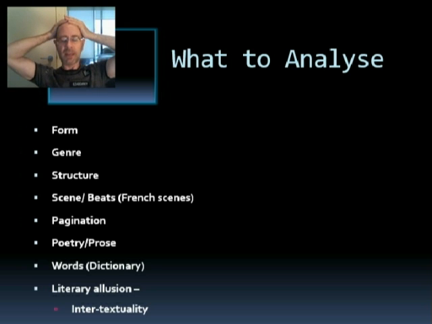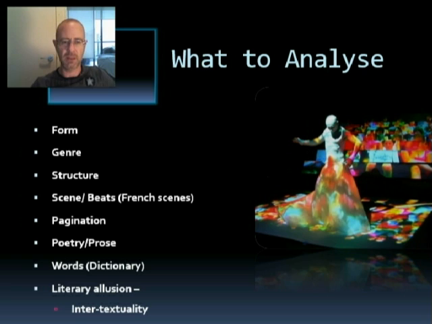Intertextuality is when a text refers to another text. So, for example, in The Simpsons, when they talk about Moby Dick or something like that. That's one text referring to another text. Intratextuality is when the text refers to itself, it folds back upon itself.